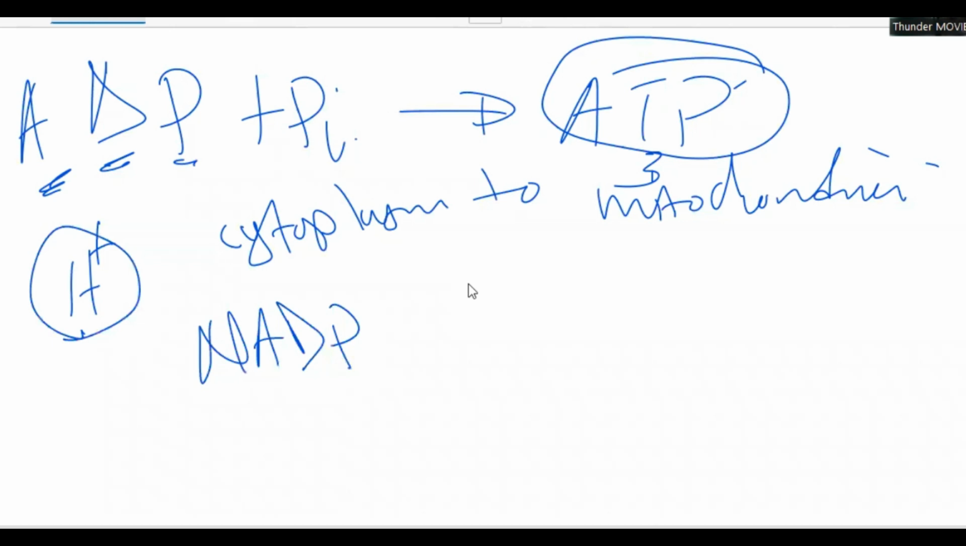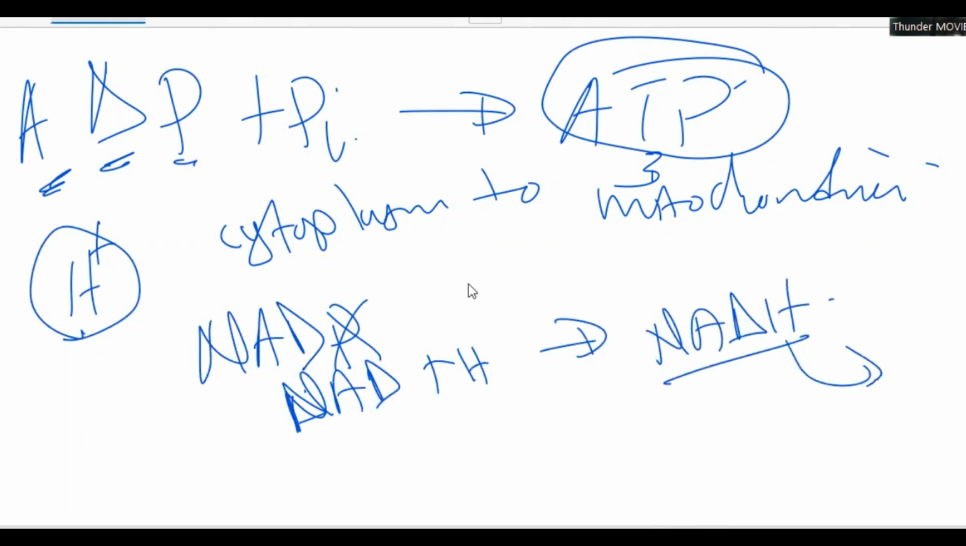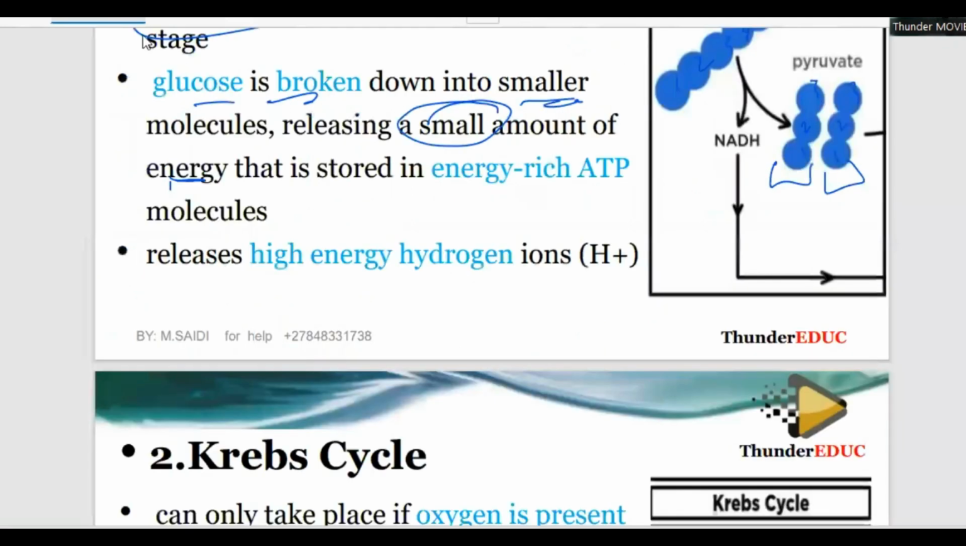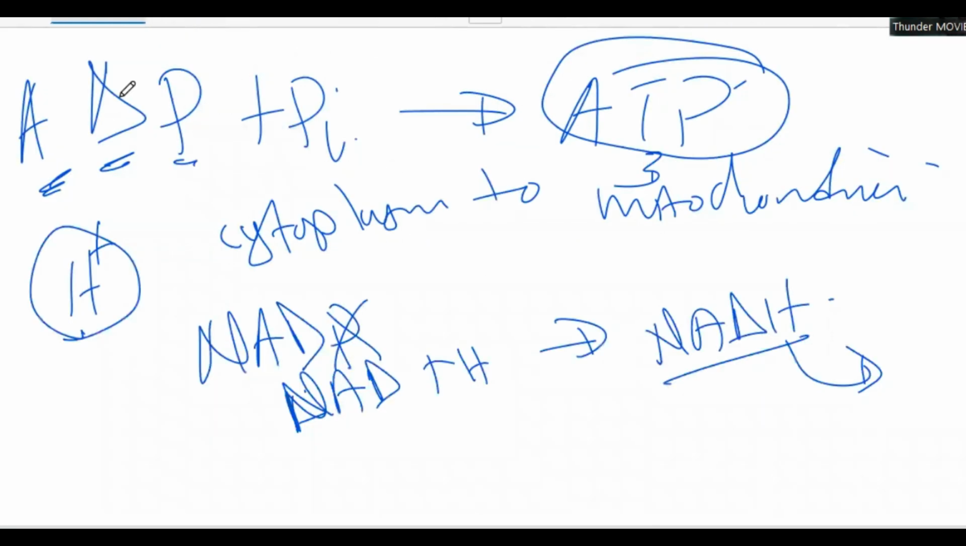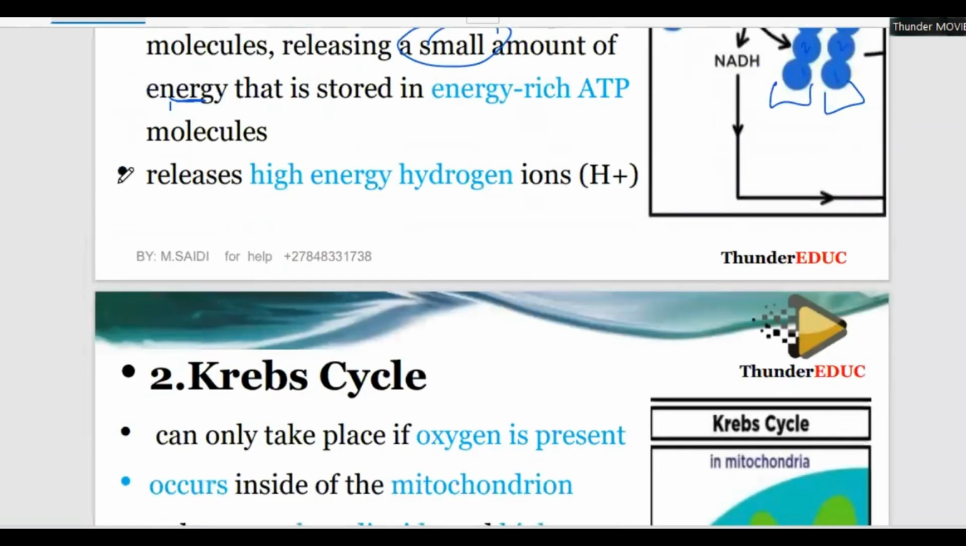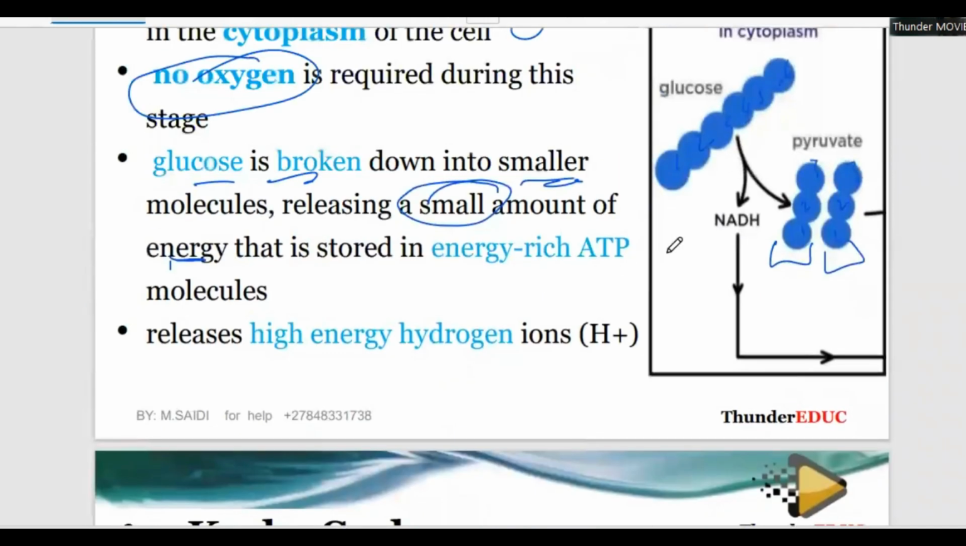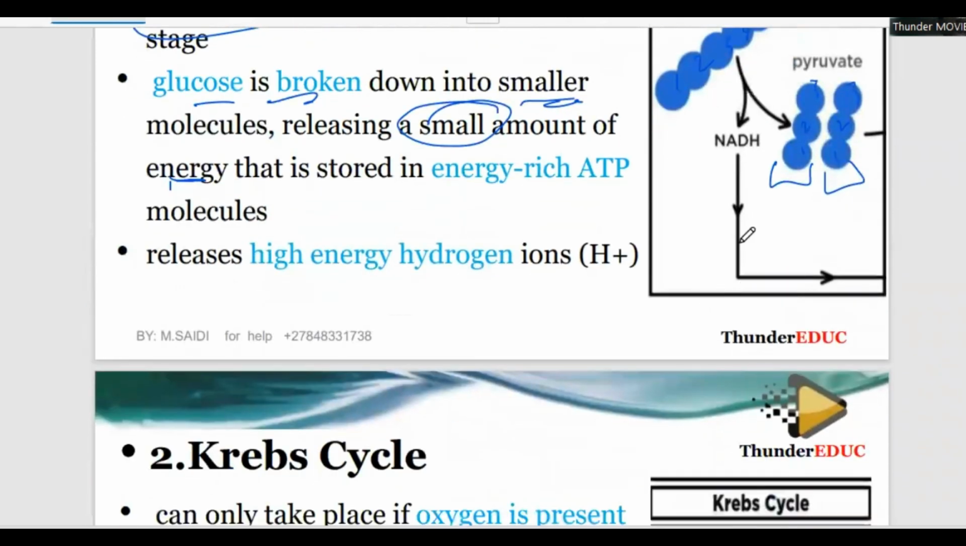So this one is nicotinamide adenine dinucleotide. Nicotinamide adenine dinucleotide plus the hydrogen ion forms NADH. So this is the NADH which moves into the oxidative phosphorylation, but it passes the Krebs cycle and then it enters the oxidative phosphorylation. Hence, we're saying that it releases high energy hydrogen ions, and then this high energy hydrogen ion will enter the Krebs cycle.